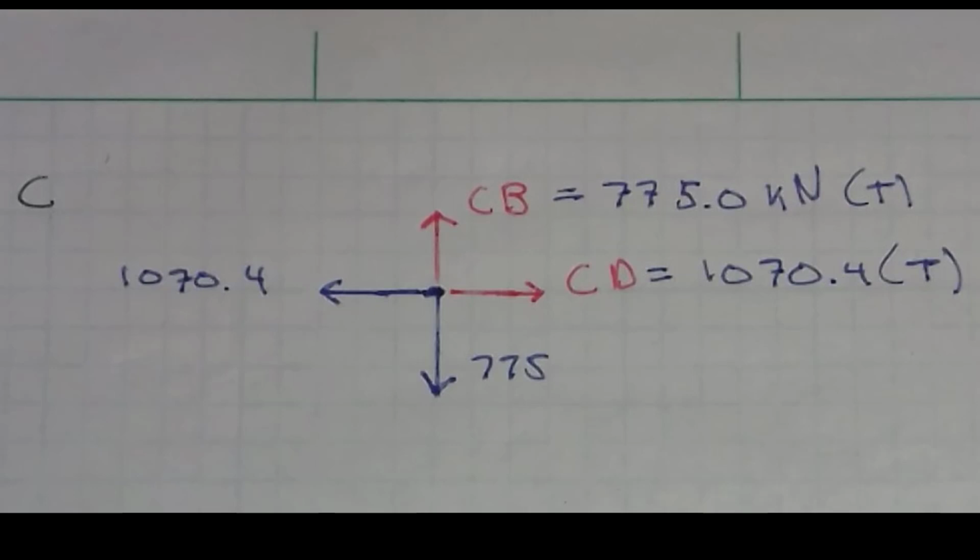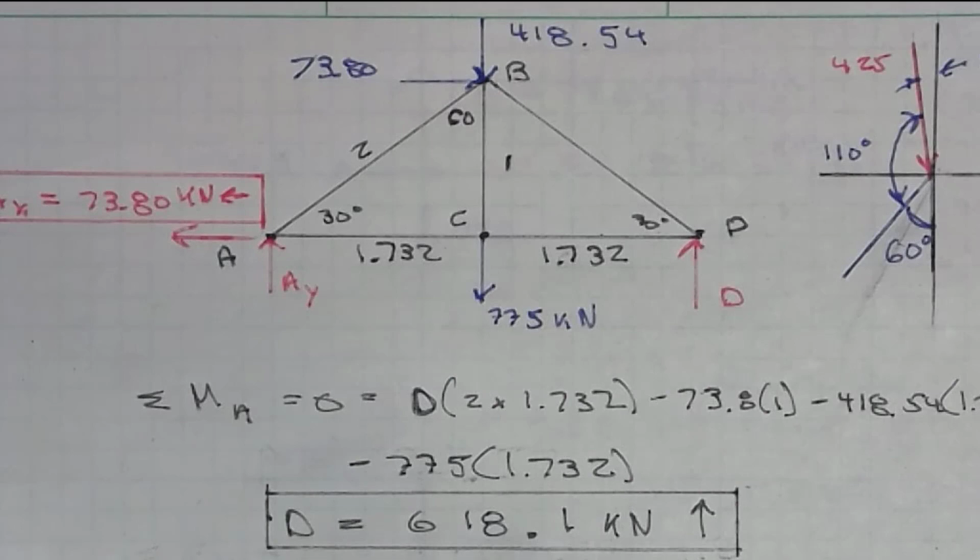CB is 775.0 kilonewtons in tension, because it's moving away, and CD is 1,070.4, and that is in tension as well. All right, so now I'm going to keep going. I'm going to move from C and go to D.